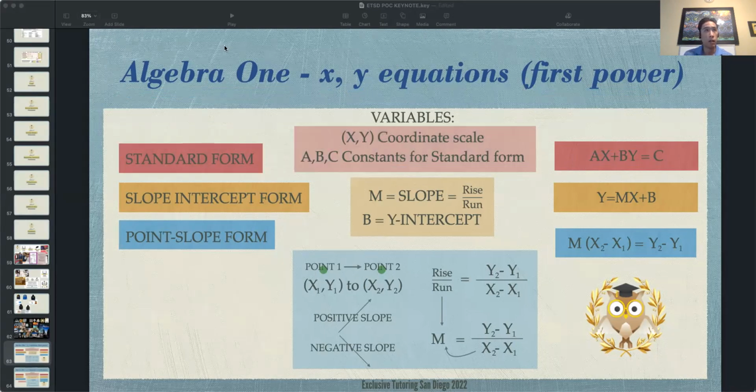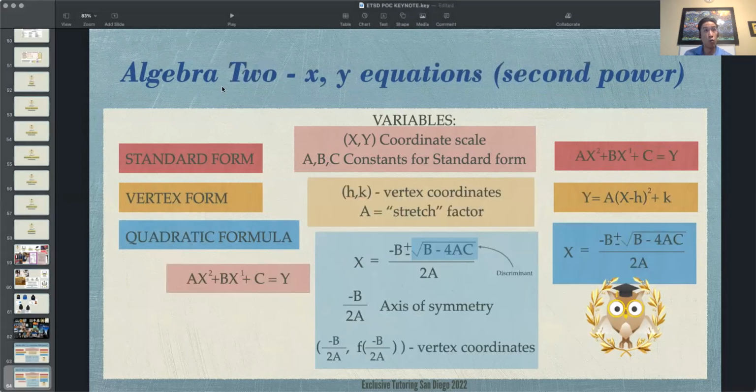Now, when we go into standard form for our quadratics or Algebra 2, it's the same idea here. A, B, and C are your constants for the standard form. But now you have two X's here. So AX squared, you have one X here, and then no X's here is equal to Y. So you still have A, B, C, but it's AX squared plus BX plus C. What this does is it creates what we call a quadratic, a polynomial to the second power, and has that trailing first power and then constant afterwards.